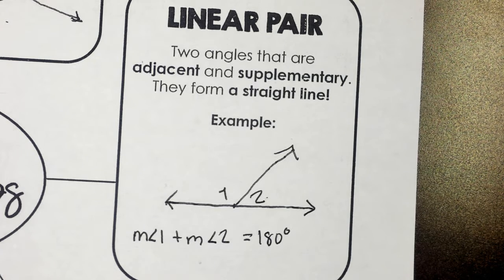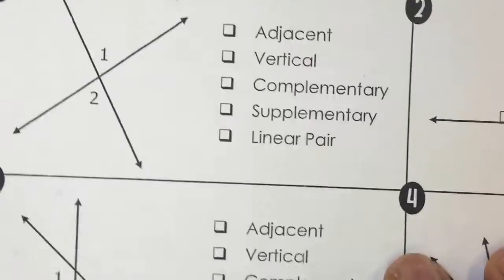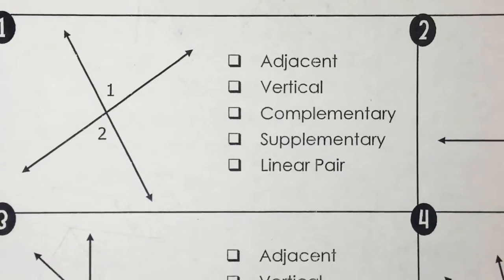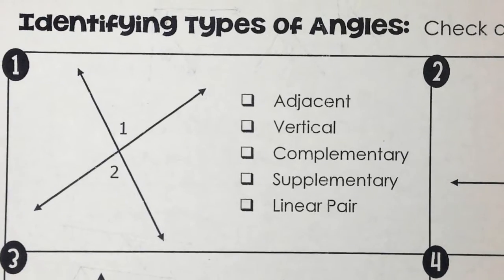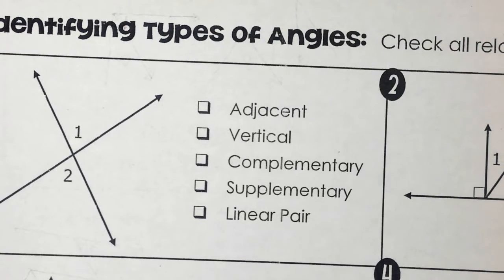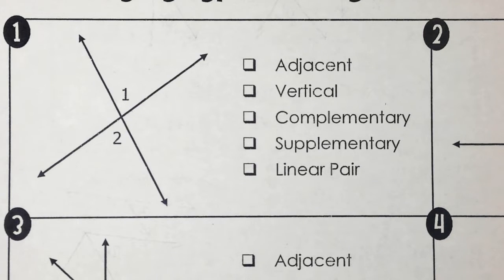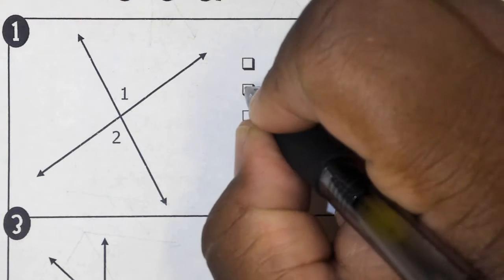Let's see if you comprehended any of what I just said. We're going to start this thing off right. Mike, on the back. Identifying types of angles. Check all relationships between angle 1 and angle 2 in each figure here. Number 1, all we're doing is looking at angle 1 and angle 2, Mike. Tell me what relationship you see between those two angles. Vertical. That's the only thing on this one, Mike.